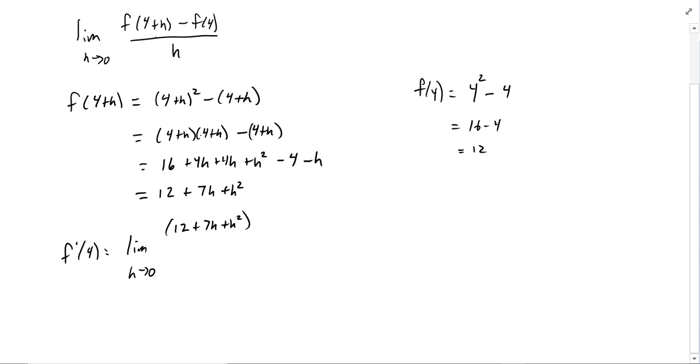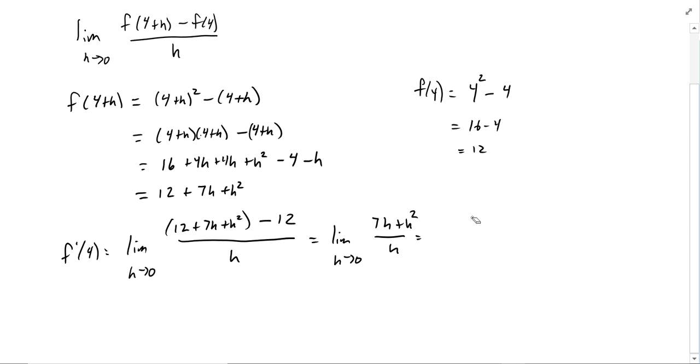That's the f of 4 plus h. And then I need to subtract f of 4. I need to subtract 12 from that. And then divide the whole thing by h. Now let's see, upstairs on top of this, the 12s will cancel each other. So I'll have the limit as h goes to 0 of 7h plus h squared, all divided by h. We can factor out an h on top.